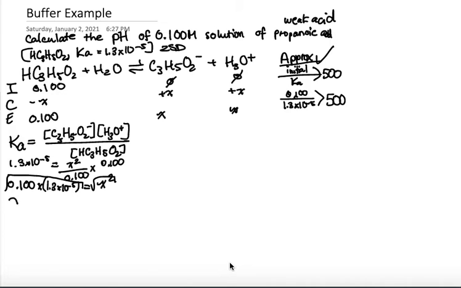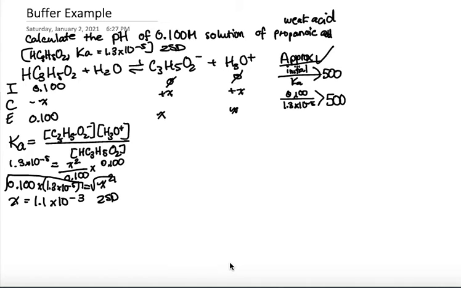X is equal to 1.1 times 10 to the negative 3. Okay, so double check that on your calculator for yourself. I will do that as well. So 1.3 times 10 to the negative 5 times 0.1, and then the square root, we get 1.1 times 10 to the negative 3, and we responded with two significant digits here. Keep the full number on your calculator, but this is the significant digits that we're carrying through.